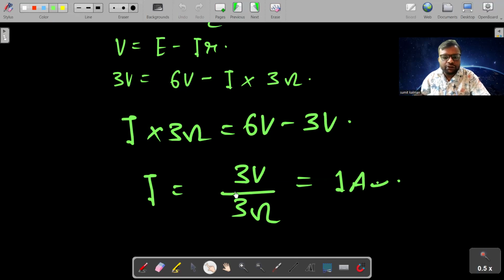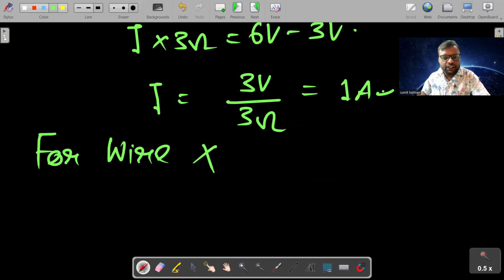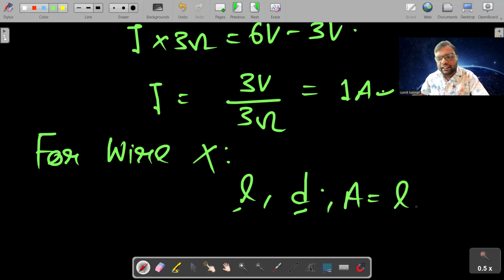So here we have to compare the resistance of wire X and Y. So here, see how to solve this problem. So for wire X, first we will calculate for wire X. So now students, for wire X, length L is given and diameter D is given. Length is L and diameter is small d. So what will be its area of cross section? L into D. Is this clear?